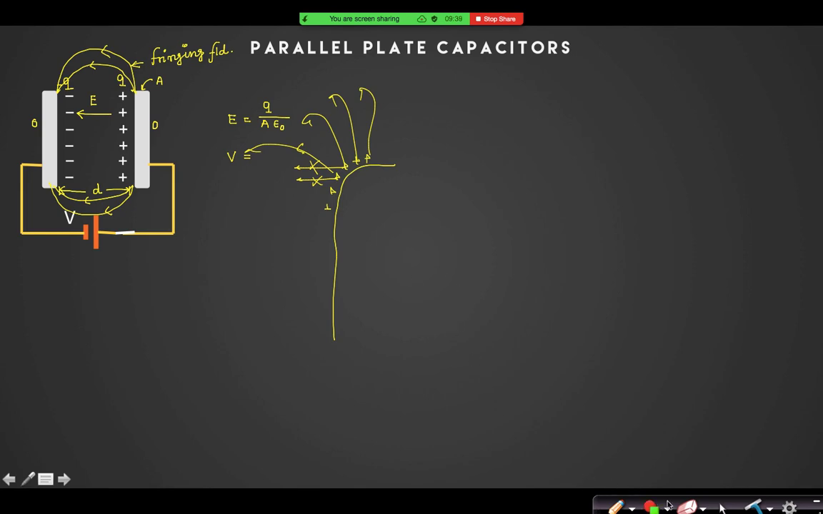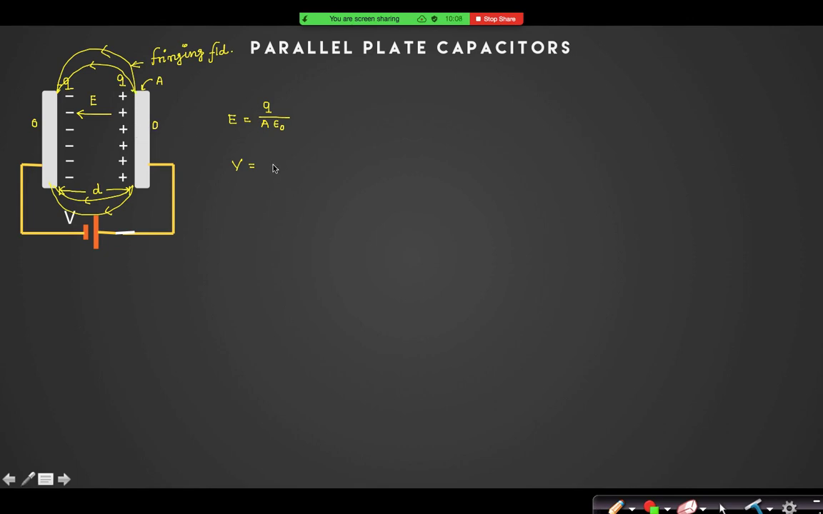Is the value negligible? The value of what, the fringing field? No, fringing field value is not negligible, but we are well inside the metal plate. That is why we can neglect the effect of fringing field. Yes, sir, got it. Okay, so what is well inside? Well inside means we are far apart from the edges.